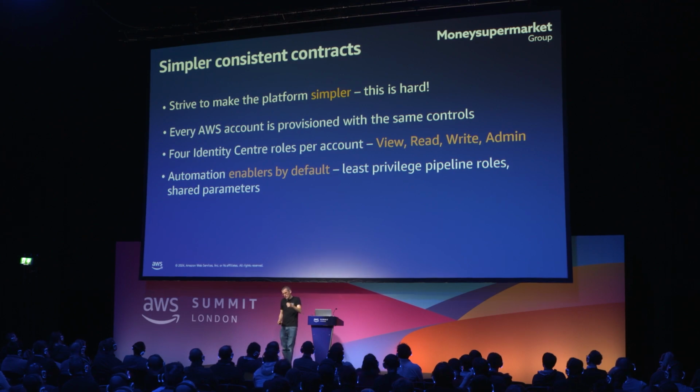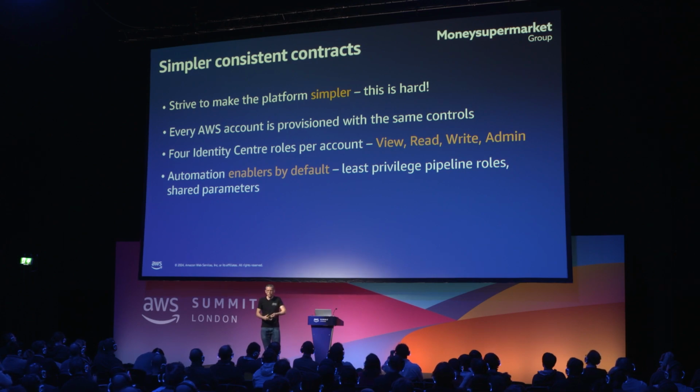So we did that, and we also need to make sure when you provision these Amazon accounts, you have all the automation enablers there by default. So shared parameters, we can share stuff with SSM now, which is great. You have all your configuration, you have your network, you have your DNS, you have your certificates, everything's there and ready to go using a standardized convention.